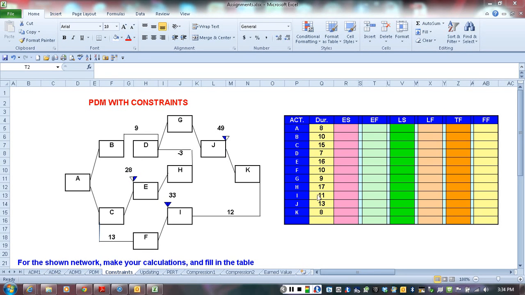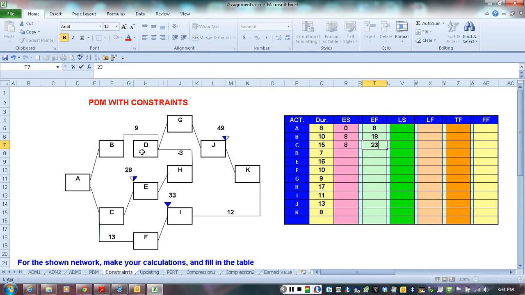Here are the durations for the different activities. We're going to start with activity A. It's going to start on day 0 with a duration of 8, so its early finish is day 8. Activity B, no lag, no overlap, is going to start on day 8, and duration 10 days is going to finish on day 18. Activity C, again, no lags, no overlaps, is going to start on day 8 again, and is going to end on day 23. So far it's very straightforward, very simple.